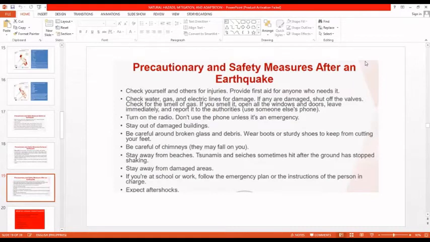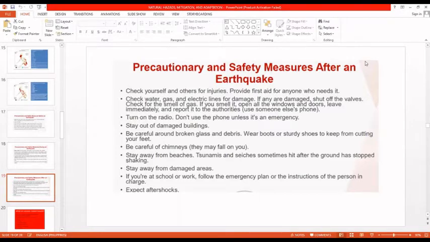So ito, anong gagawin natin after an earthquake? So una, check yourself. Tingnan mo sarili mo, baka nasaktan ka na, di ba? And check others for injury. Hindi natin malalaman, di ba? Yung adrenaline rush nga yung sinasabi, sobrang taranta kasi may ganito kalakas na lindol. Hindi mo alam na nasaktan ka na pala, di ba? Pati yung family members mo, nagkasugat-sugat.